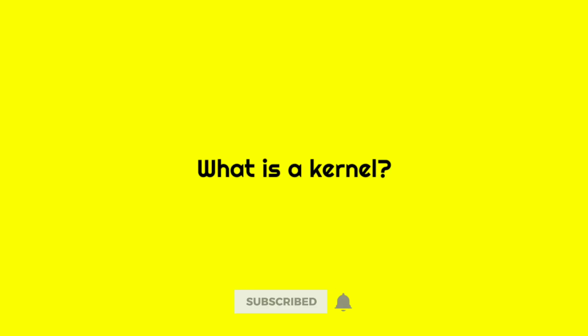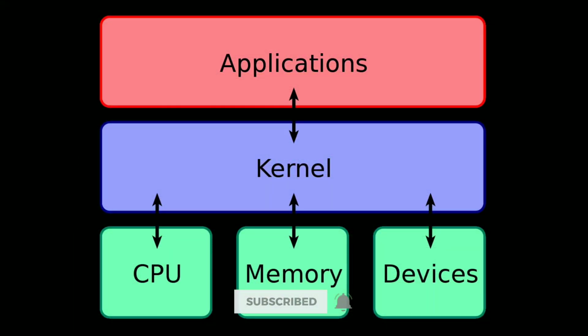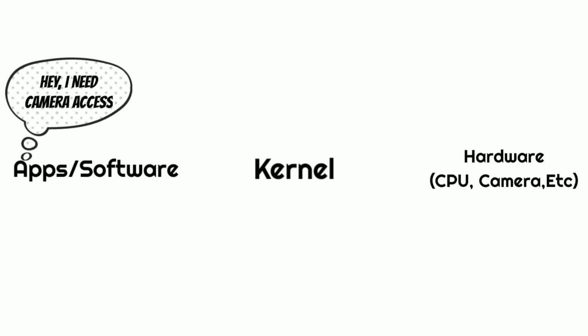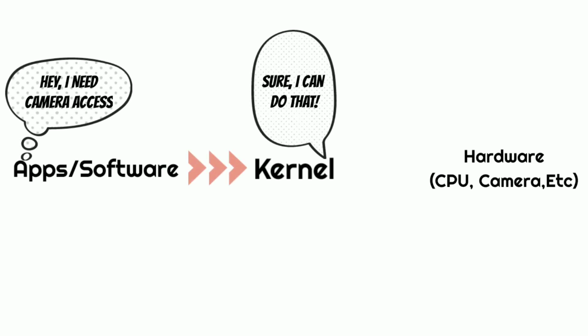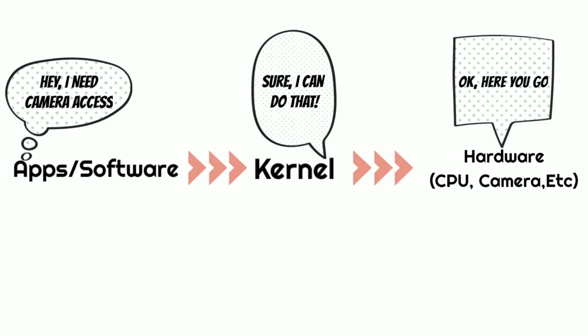Before getting started, let's see what is a kernel. A kernel is the main part of the operating system. It controls hardware and software related things. Every operating system needs a kernel. Without it, it won't boot. For example, an app needs camera access, so it will be picked up by the kernel, and then the kernel will interact with hardware and the kernel will give access to that app.